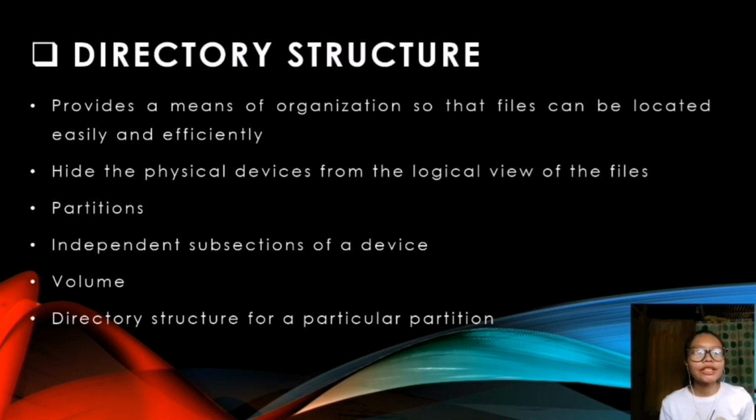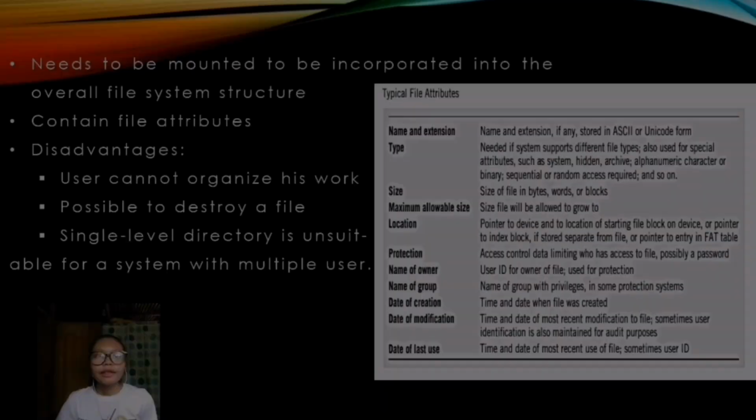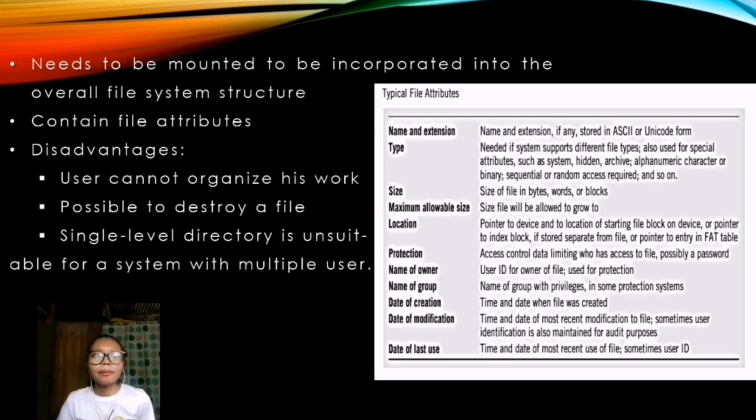So, directory structure. Directory structure provides a means of organization so that files can be located easily and efficiently. Directory structure hides the physical devices from the logical view of the files. It has partitions, and the structure has independent subsections of a device. It has volume, and the directory structure is for a particular partition. It needs to be mounted to be incorporated into the overall file system structure.